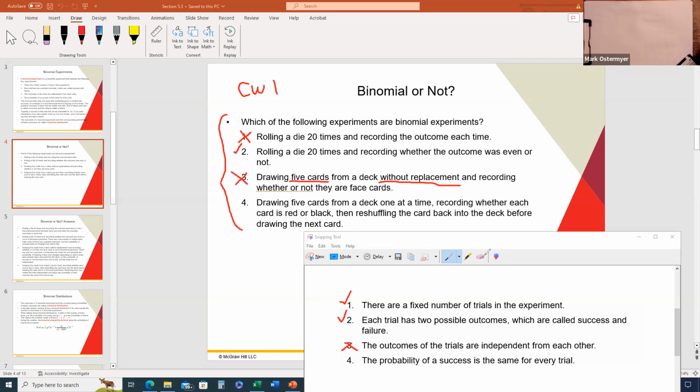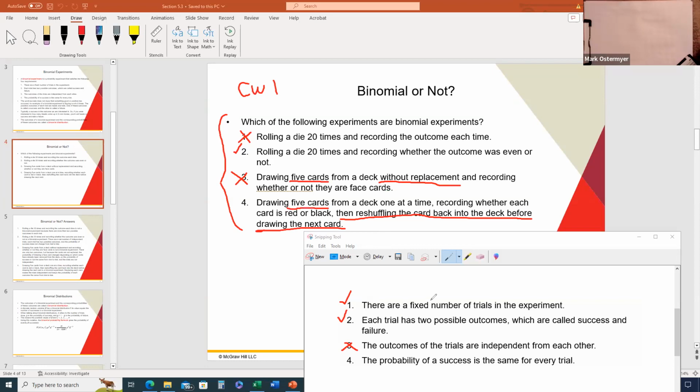Now, number 4, suppose we draw 5 cards from a deck one at a time, recording whether each card is red or black, then reshuffling the card back into the deck before drawing the next card. This is now an experiment with replacement. And because of that, I think this one will be a binomial experiment. Let's check all 4 requirements quickly. Are there a fixed number of trials? Yes. We're selecting 5 cards.